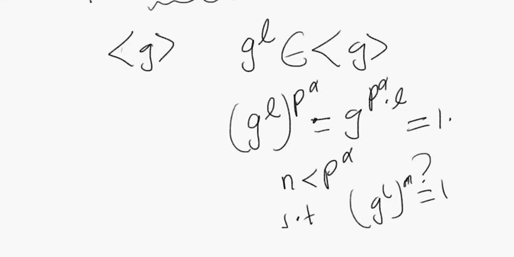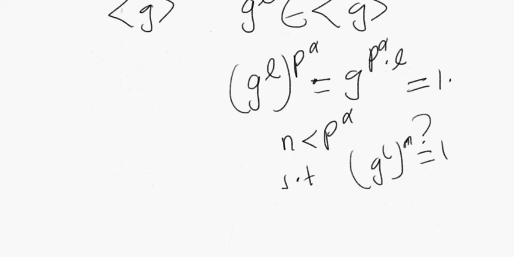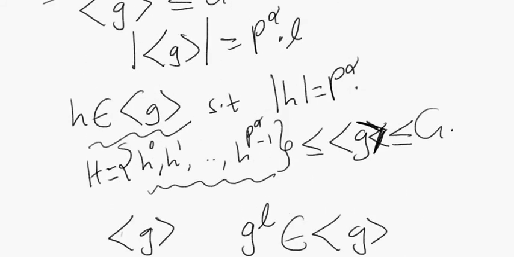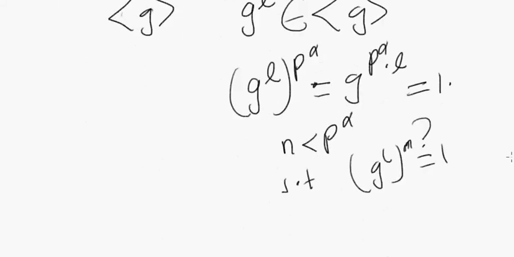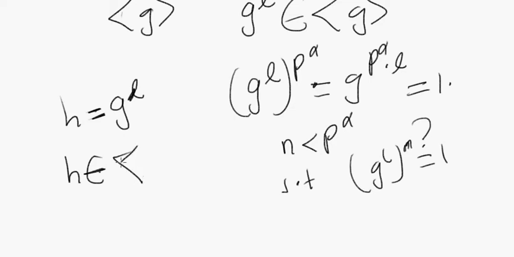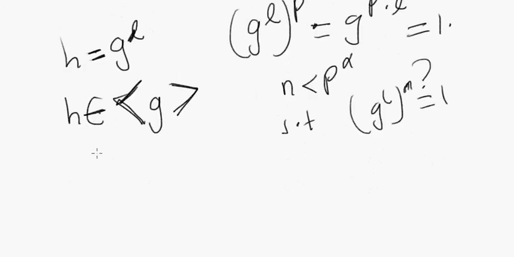Okay. Now, we've just found an element, let's call this little h. If we said little h equals g to the L, haven't we just found an element h of the cyclic subgroup generated by little g, right? And what did we find? That this element has order p to the alpha.